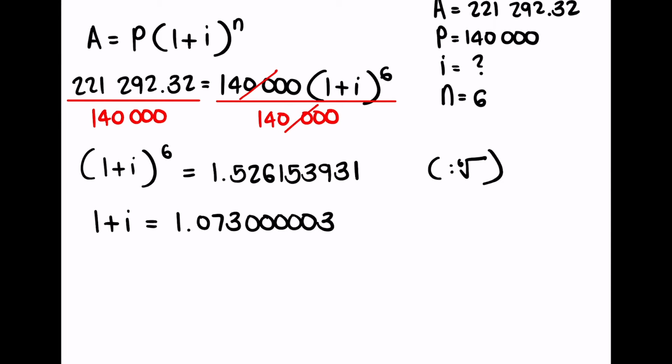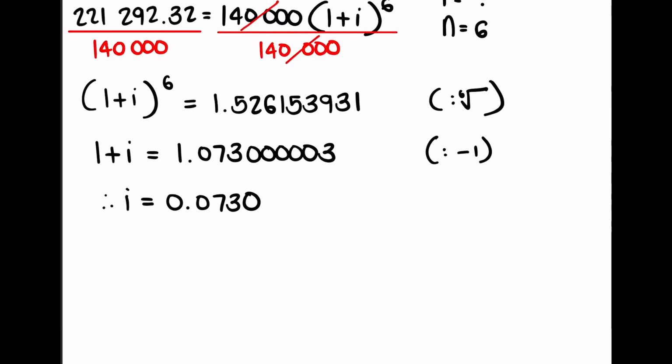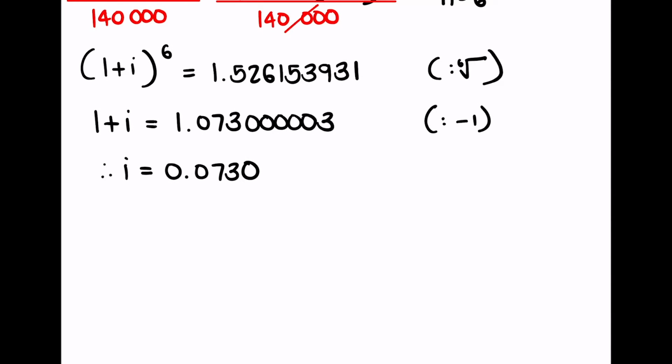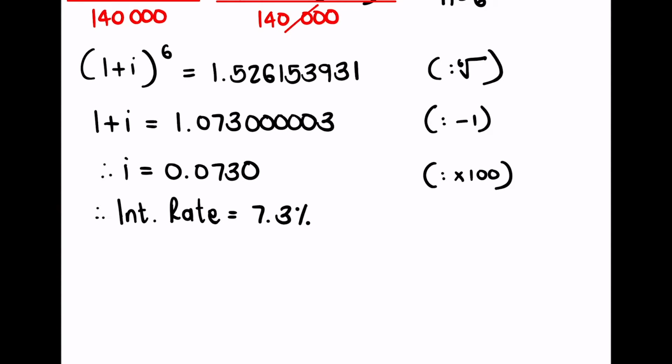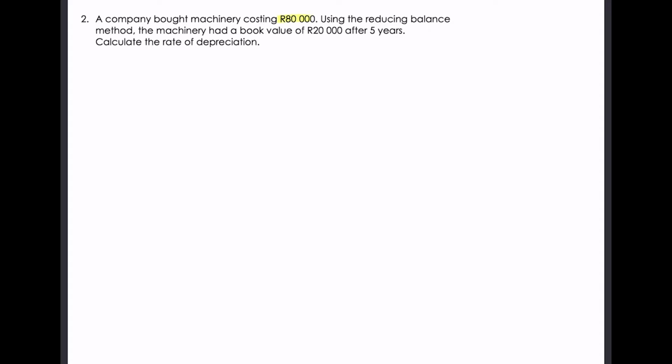Now to isolate the i, I'm going to subtract 1 from both sides. So therefore, i is equal to, now I'm going to round to 4 decimal places, and when I subtract, I get 0.0730. But that is the i value, and I'm looking for the interest rate. So that means that we need to multiply both sides by 100. So therefore, the interest rate is equal to 7.3%.